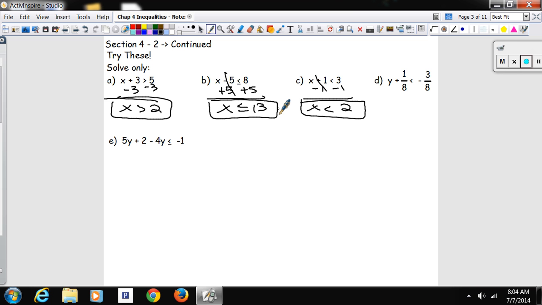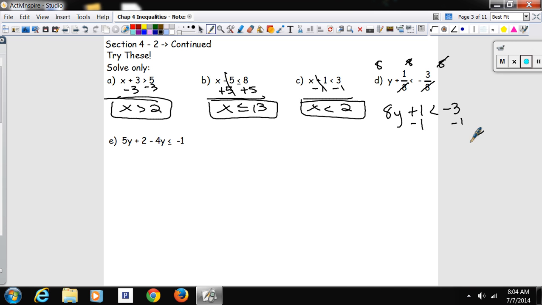D and E is where we got to do a little bit more work. How do we get D to not have a fraction? What would you multiply everything by to get rid of that fraction? 8. Yeah, we want to get rid of the 8s on the bottom, so multiply everything by 8. So 8y, these 8s will cancel out, you'll get plus 1. These 8s you'll get, and you'll get negative 3.